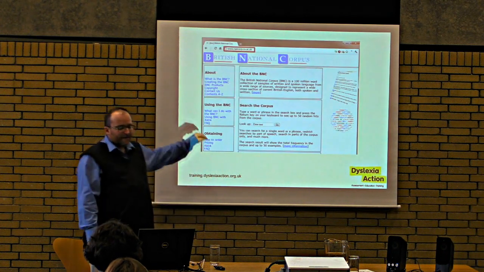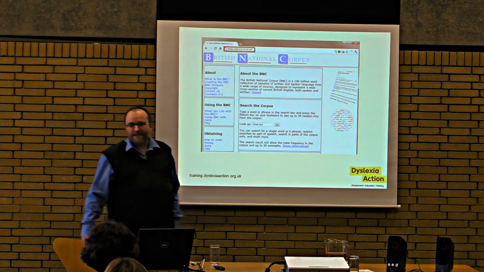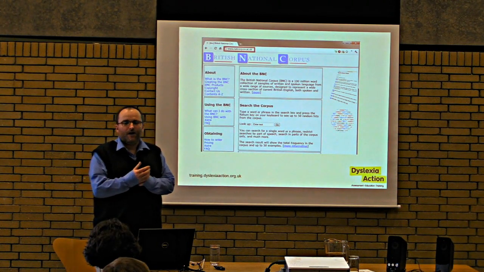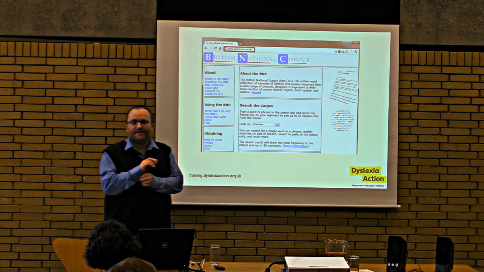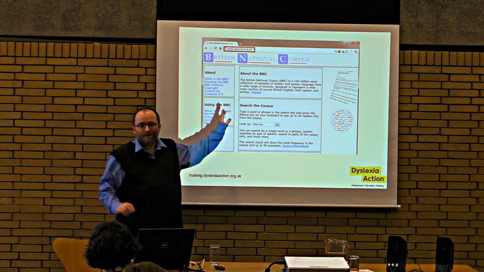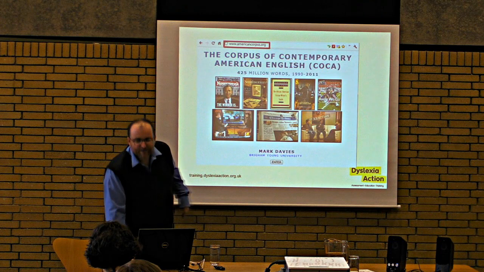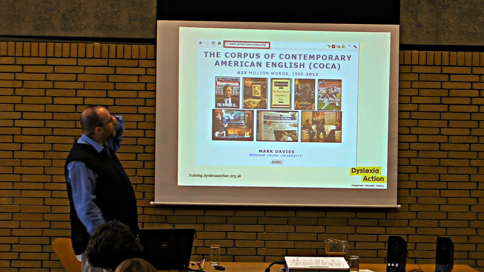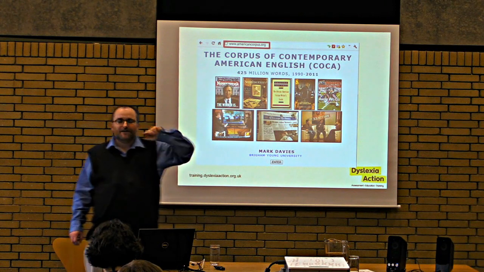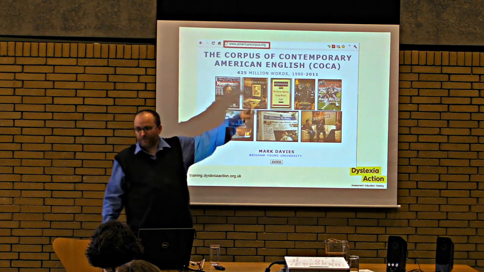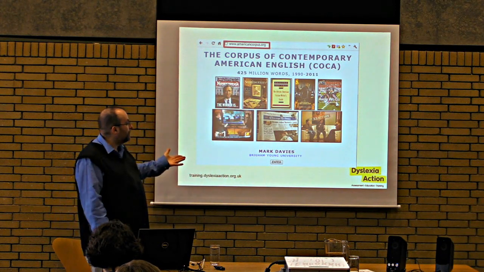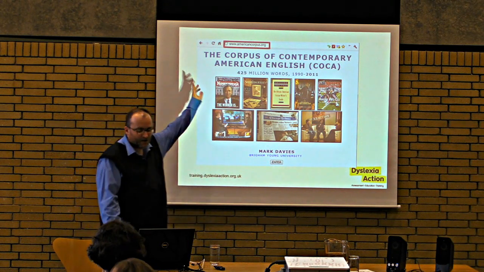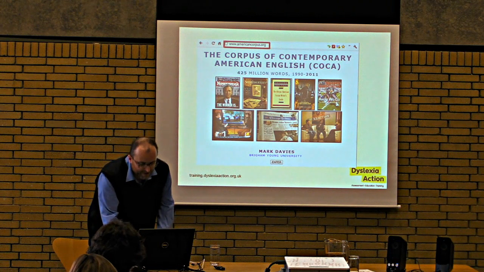Okay, so this is the front page of the BNC, the British National Corpus, which was a big project in the UK, but unfortunately only covers English until 1994. And that's 100 million words. Then we have COCA, which we will be talking about, which is 425 million words and counting. So here you see it's current language, American English, created by Mark Davies, free for everybody, at AmericanCorpus.org.